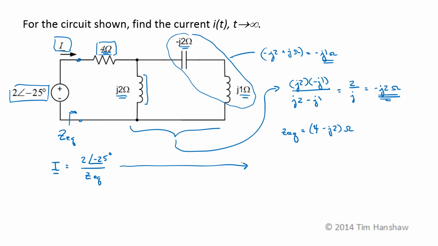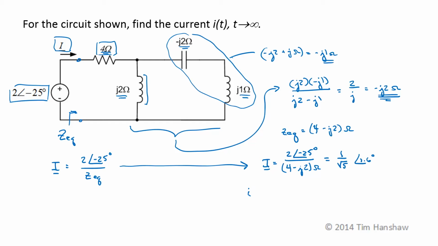And now, according to our original plan, the current phasor, I, is going to be 2 at an angle of minus 25 degrees over ZEQ, which is 4 minus j2 ohms. And if I convert the denominator into polar form, divide the magnitudes and subtract the phase, I'll end up with 1 over square root of 5 at an angle of 1.6 degrees.